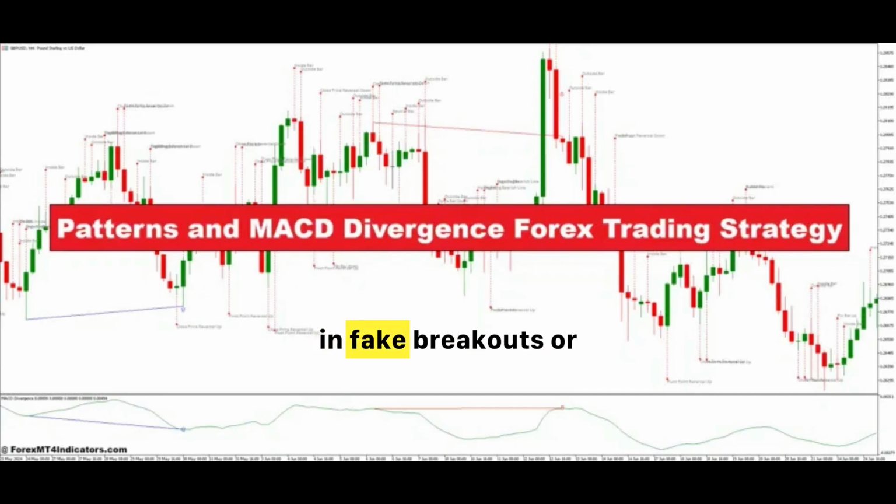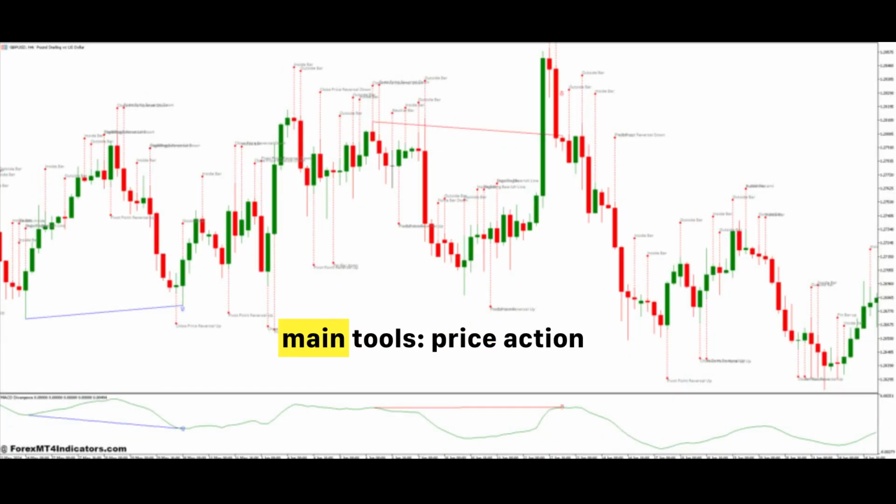Tired of getting caught in fake breakouts or guessing trend direction? This strategy pairs classic chart patterns with MACD divergence to catch cleaner and earlier trades. This setup uses two main tools, price action patterns and the MACD divergence indicator.